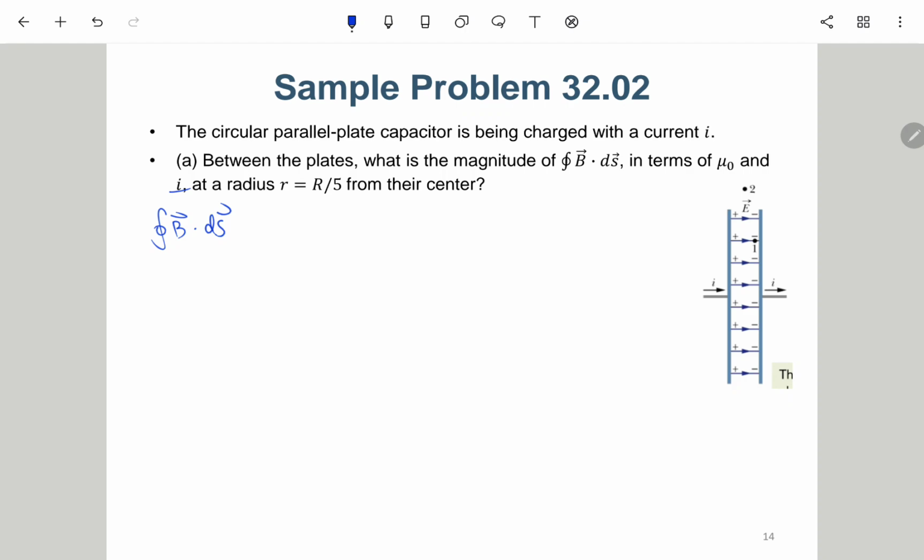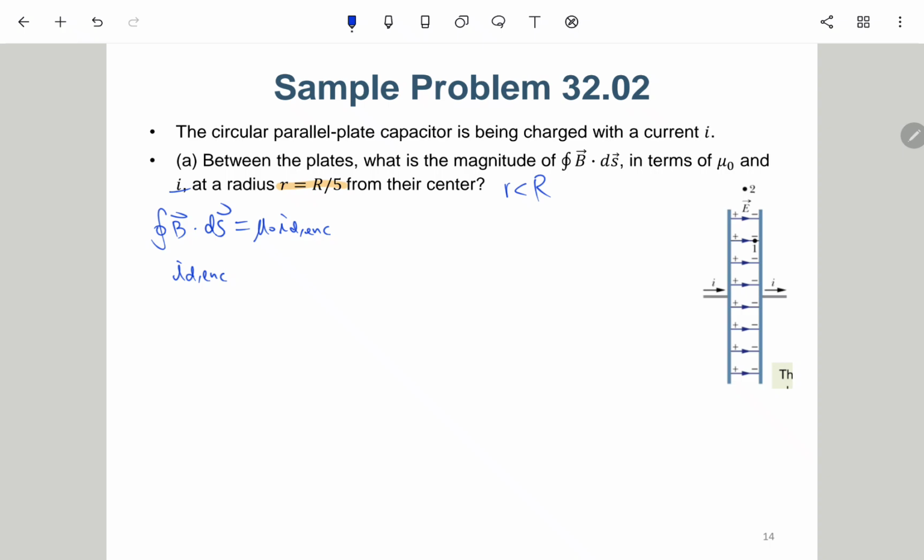Actually, this I is the displacement current, so it will be mu 0 I_d enclosed. Okay, so this is Maxwell's law. Here small r equals capital R over 5, which means r is smaller than capital R. So in that case, we assume that I_d enclosed, we also assume that I is uniform.